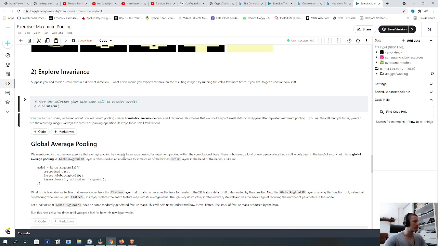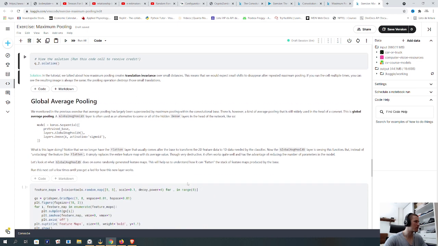See the solution. In the tutorial, we talked about how maximum pooling creates translation invariance over small distances. This means that we would expect small shifts to disappear after repeated maximum pooling. If you run the cell multiple times, you can see the resulting image is always the same. The pooling operation destroys those small translations.